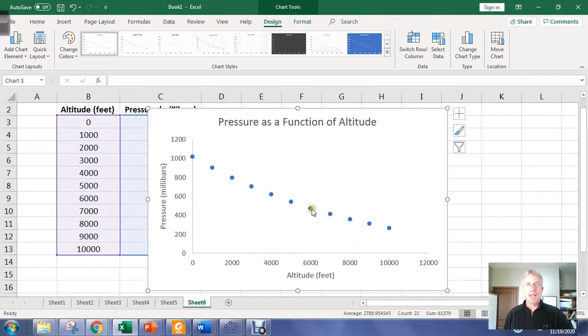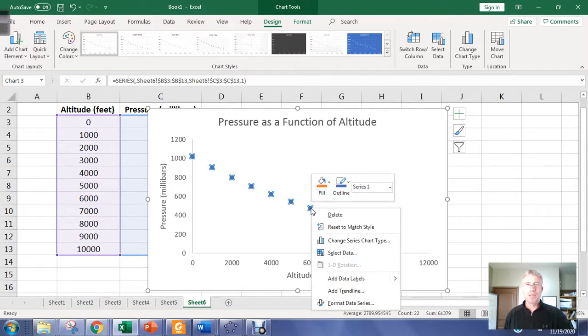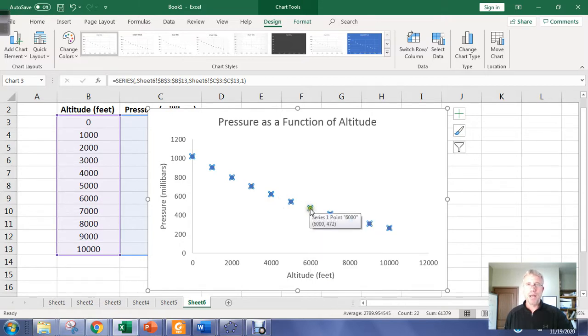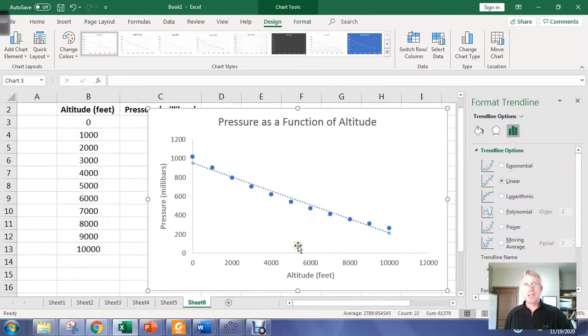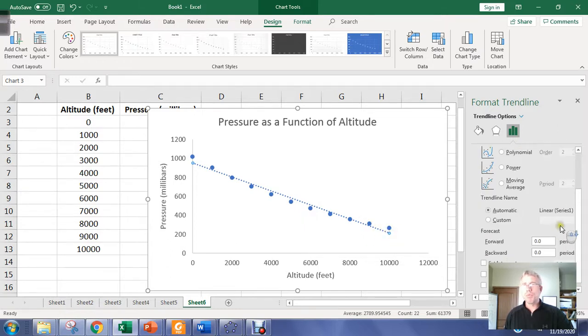And then we're going to add an exponential model to it. The data looks like it could be modeled with a linear function. So when I left click to select any point and then right click to bring up my add trend line, I could add a linear trend line to it, but you can see that the data points vary a little bit from the linear function.